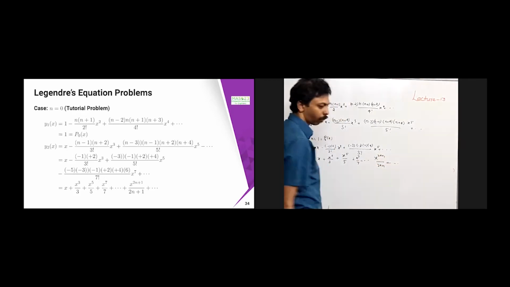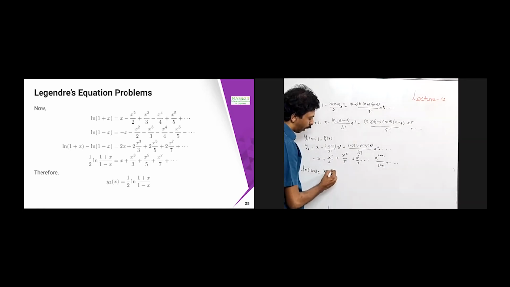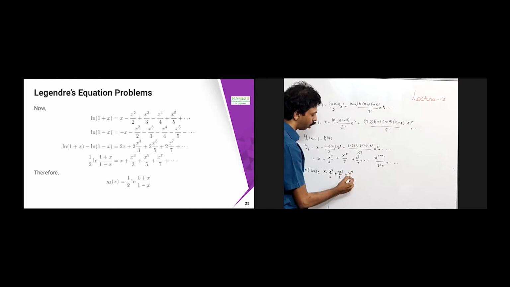Now what is this equation we are going to see? For that we need to know what ln x is. ln x is the ln of 1 plus x series. Using the Taylor series expansion you can find that. It is nothing but x minus x square by 2 plus x cube by 3 minus x power 4 by 4 plus x power 5 by 5 minus x power 6 by 6, etc.